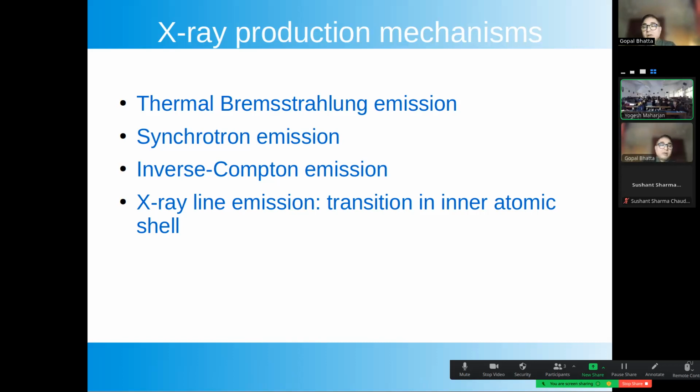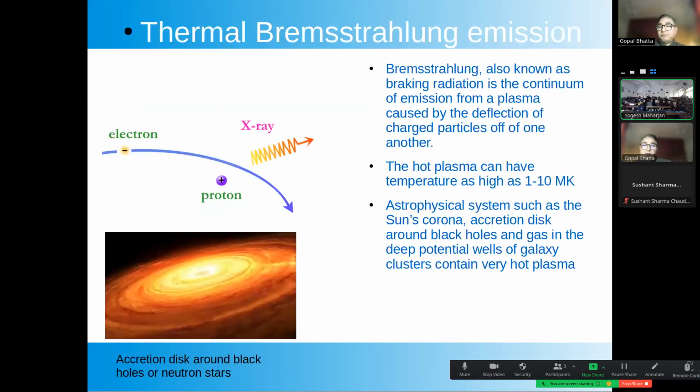The most important of them is number one, thermal Bremsstrahlung emission, which I'll describe a little in the next few slides, and famously synchrotron radiation, inverse Compton emission, and X-ray line emission. If you are BSc students, you probably know some or all of them, but let me briefly explain them.